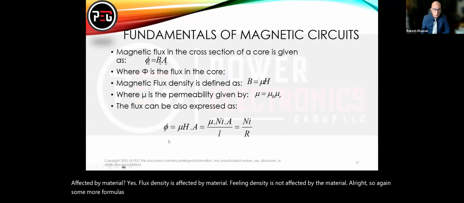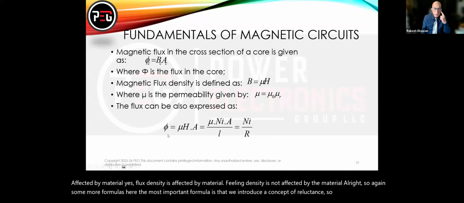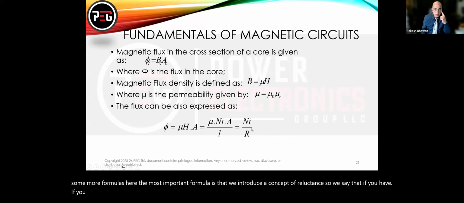So again, some more formulas here. The most important formula is where we introduce the concept of reluctance. So we say that if you have the magnetomotive force, which is basically Ni, then that is equal to R phi. All right, so let me go line by line so you can follow. I don't want to jump around.